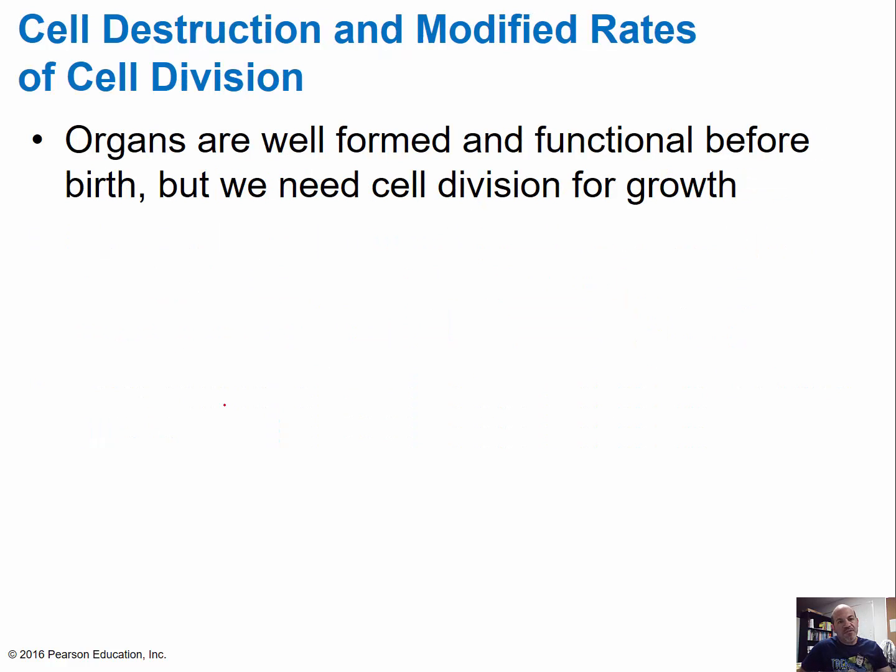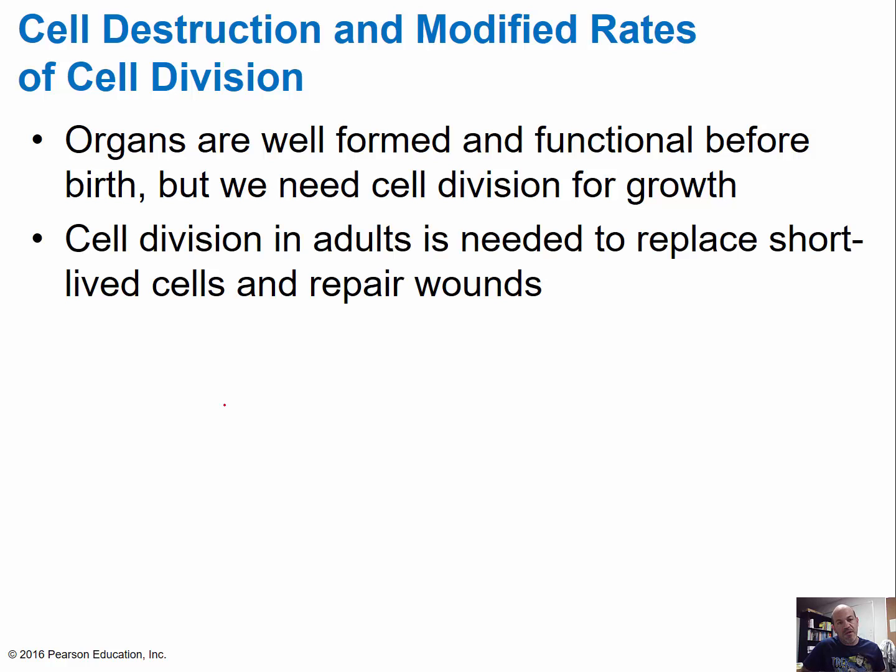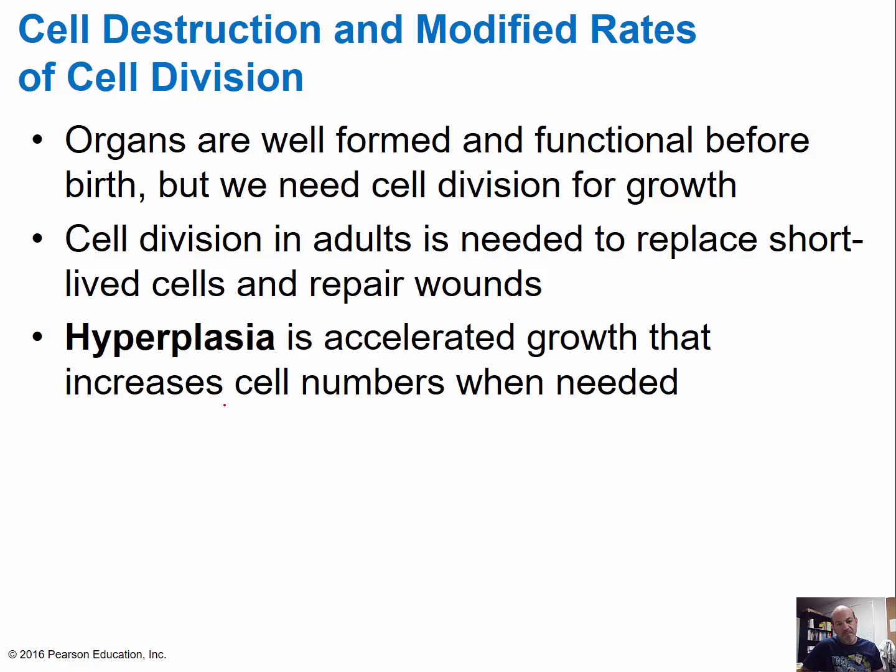So, the subsection of cell destruction and modified rates of cell division. Organs are well formed and functional before birth, but we need cell division for growth. Cell division in adults is needed to replace short-lived cells and to repair wounds. Short-lived cells might be our skin cells, so we constantly need cell division to replace those skin cells. And when we have damage to tissues, we need to repair them, and that's done by cell division.